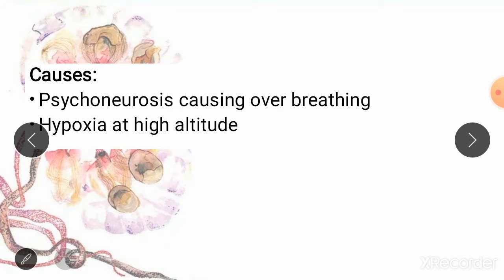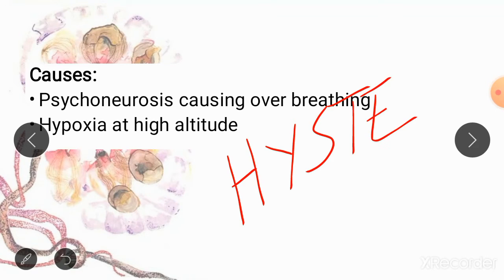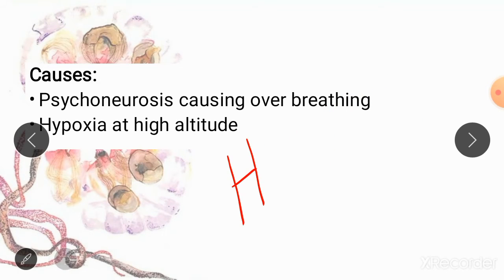One of the most important causes is psychoneurosis, or you can call it hysteria. So when some person is hysterical, they start to breathe at a greater rate than normal, and they are blowing off their carbon dioxide, and this is going to result in respiratory alkalosis. So how do you treat these people?